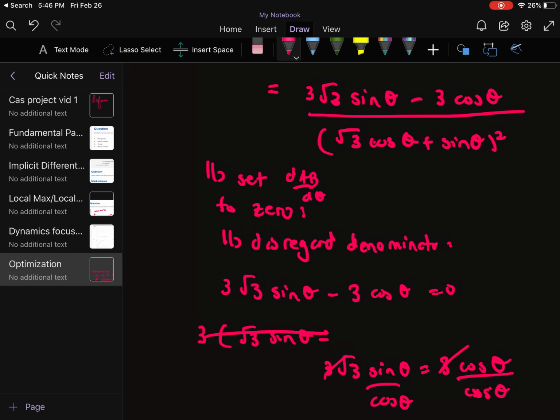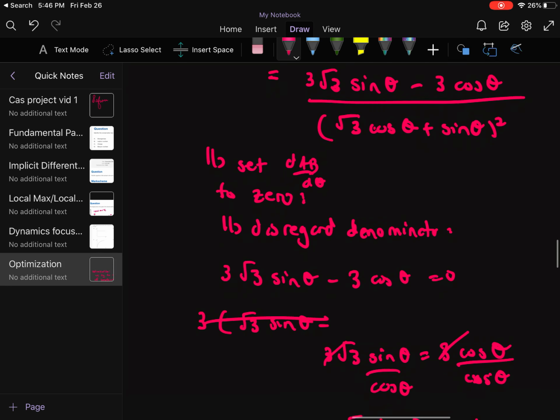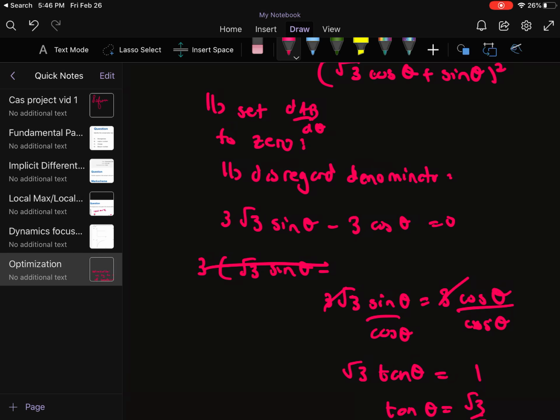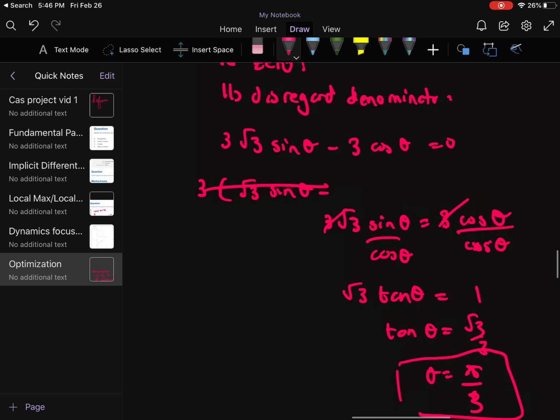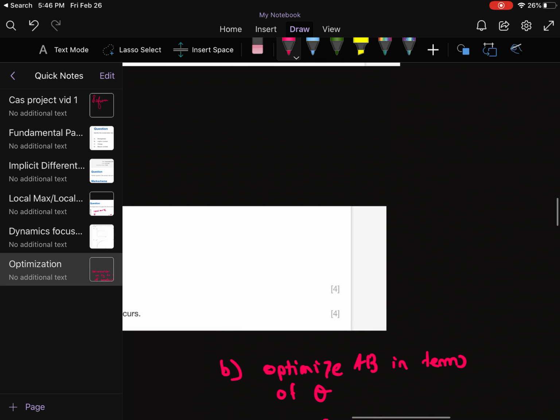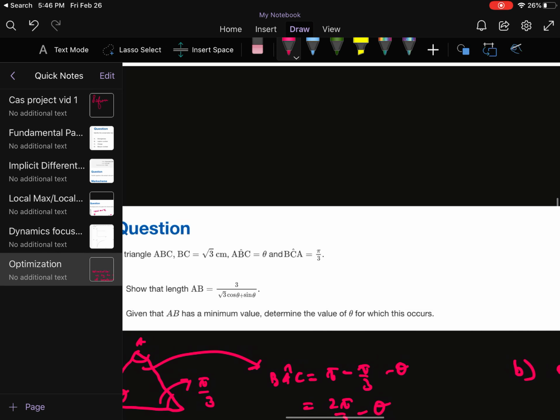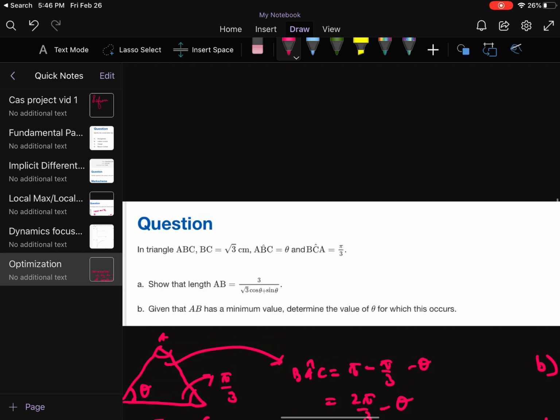So 3 root 3 sine theta is equal to 3 cos theta. We're going to leverage tan theta by dividing by cos theta on both sides, and then sine theta over cos theta becomes tan theta, and the 3 and 3 cancel out. So we're left with root 3 tan theta equals 1, and then tan theta is equivalent to root 3 over 3, or 1 over root 3. And again, with the angle, you should know straight off the bat that theta is equal to pi over 3. So the value of theta, which is pi over 3, is the value for which AB will have a minimum value.